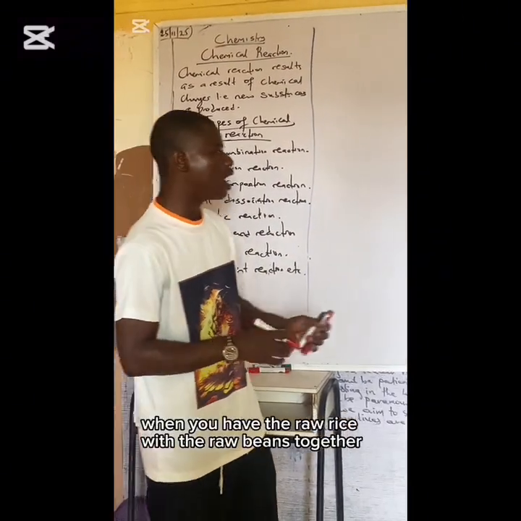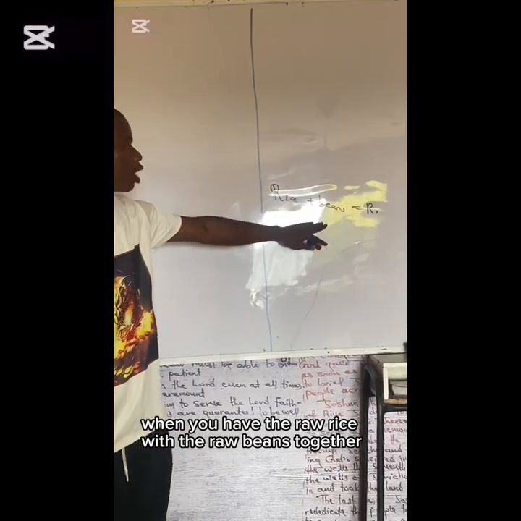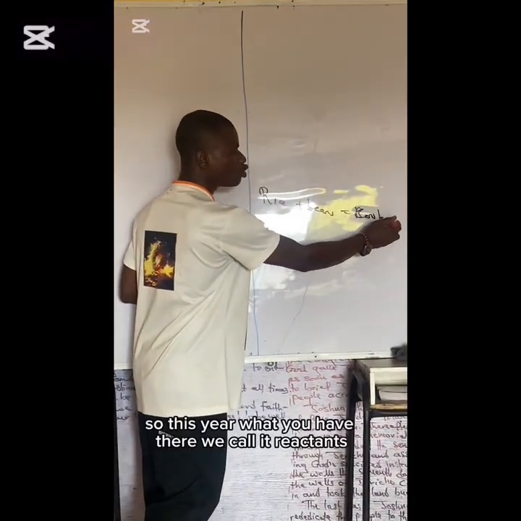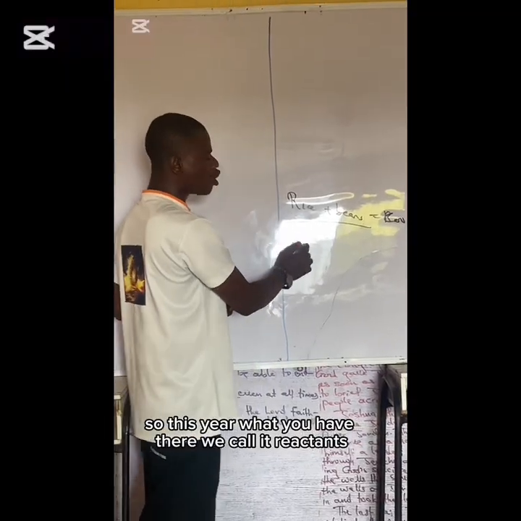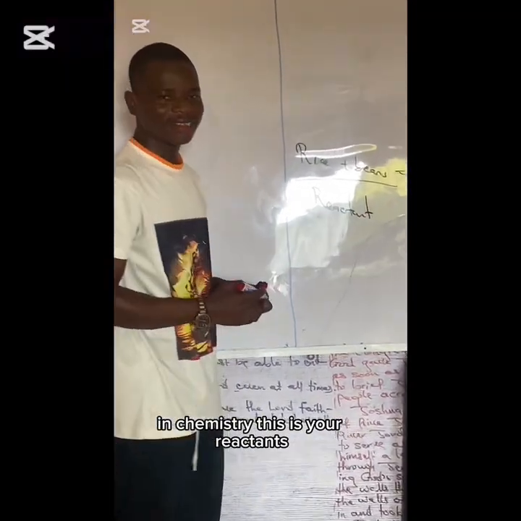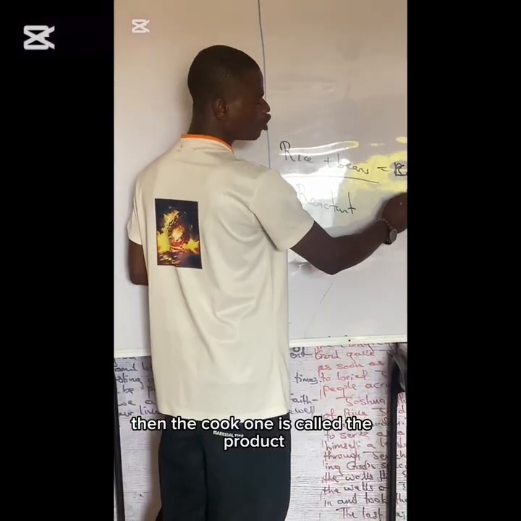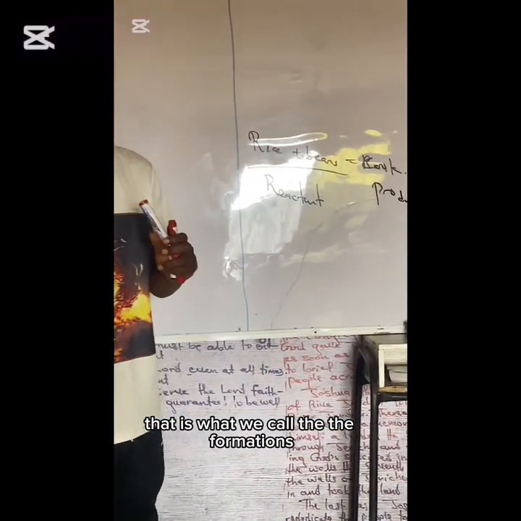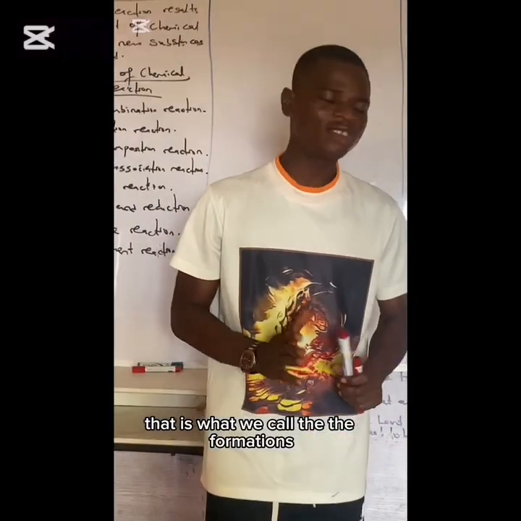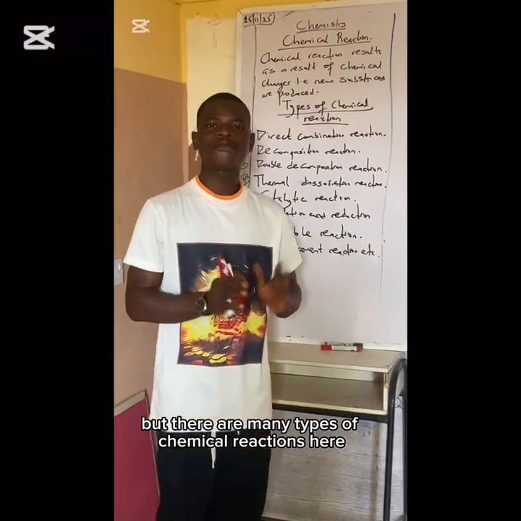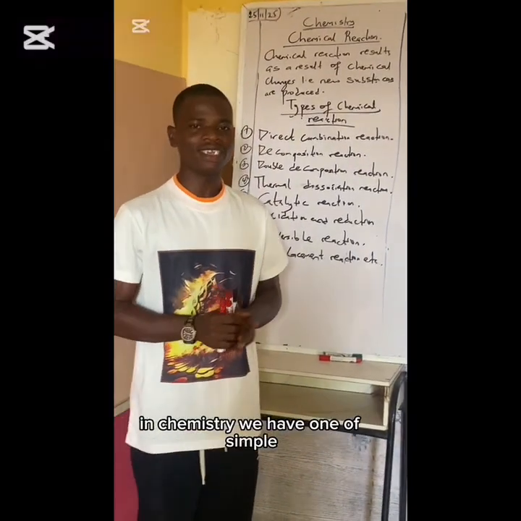For instance, when you have raw rice with raw beans together, they will form cooked rice and beans. So what you have there, we call the reactant in chemistry. This is your reactant. Then the cooked one is called the product. What the reaction gives you, the formation, is what we call the product. Likewise here, but there are many types of chemical reactions in chemistry.